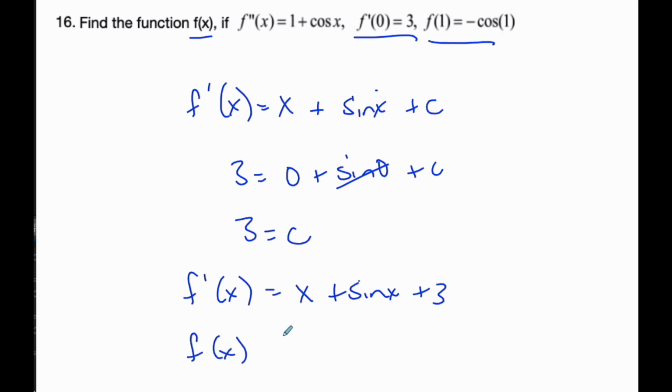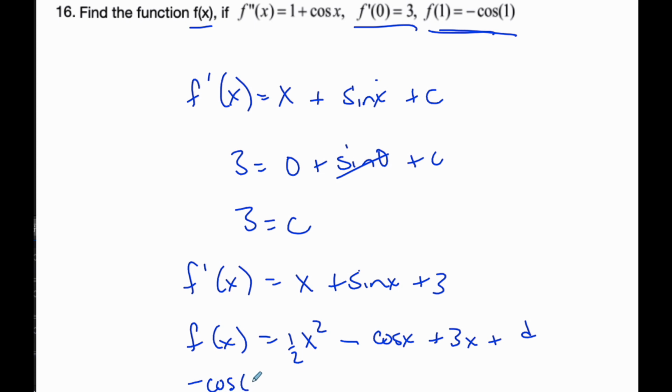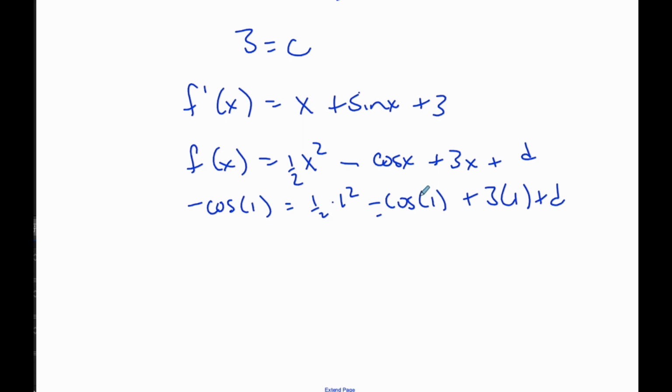Going back one more step, so now I have x, I add 1 to the exponent, divide by the new exponent. I have sine x, the derivative of cosine is negative sine, so I have to change the sign, plus 3x, plus we'll call it d. I'm going to use a different variable so it's not confused. And I have this to deal with. So I know that negative cosine 1 is equal to 1/2 times 1 squared minus cosine of 1 plus 3 times 1 plus d. Well, these cancel away, and so 0 is equal to 1/2 plus 3 plus d. And so d is equal to negative 3.5, because I can bring those over.